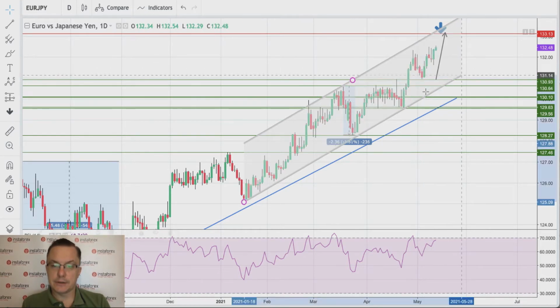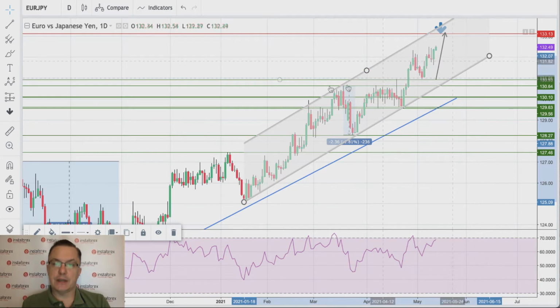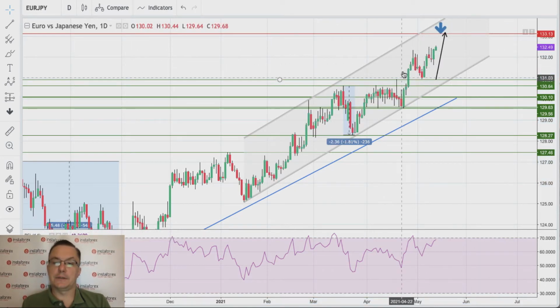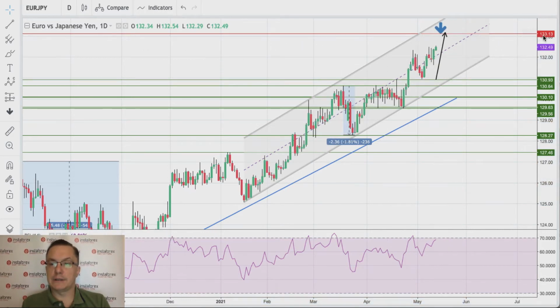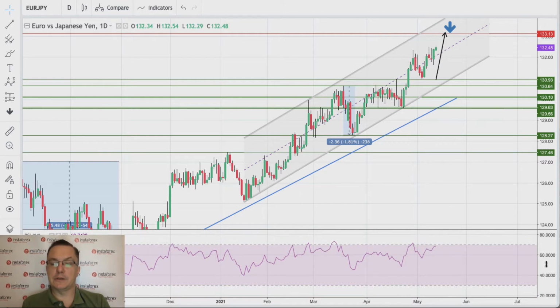So let me just extend this channel, no problem here, and we got this price inside of the channel going higher towards the middle line. Let's put the middle line on 133.13. This is the next target for euro to the Japanese yen. Momentum strong, momentum positive, no indication of a trend change, reversal, or anything like this.